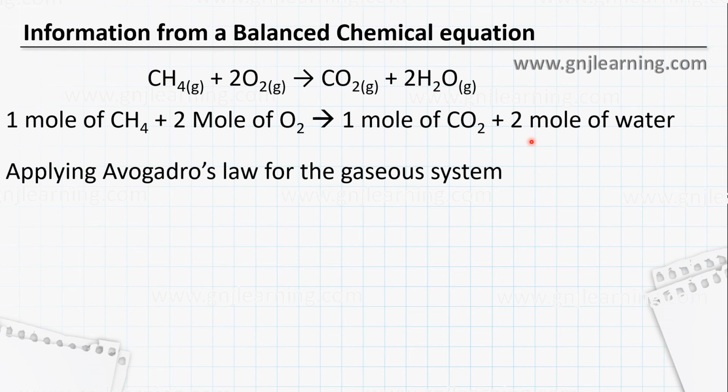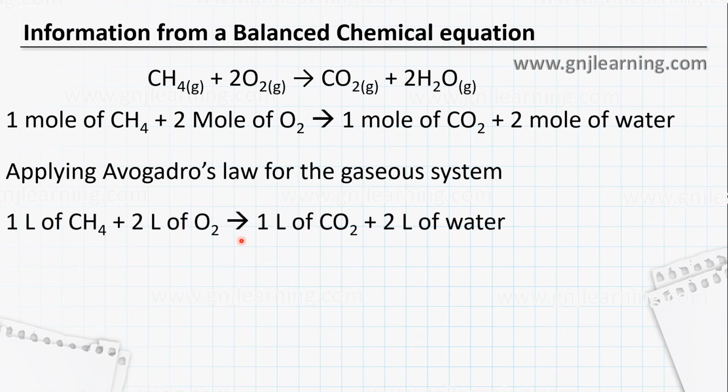So let's see. We can translate it like this: 1 liter of methane plus 2 liter of oxygen giving 1 liter of carbon dioxide plus 2 liter of water. So the basic unit I took was liter. Since I took liter here, I can get the other liters easily from this stoichiometric coefficient. How did I apply it? By applying Avogadro's law for the gaseous system.